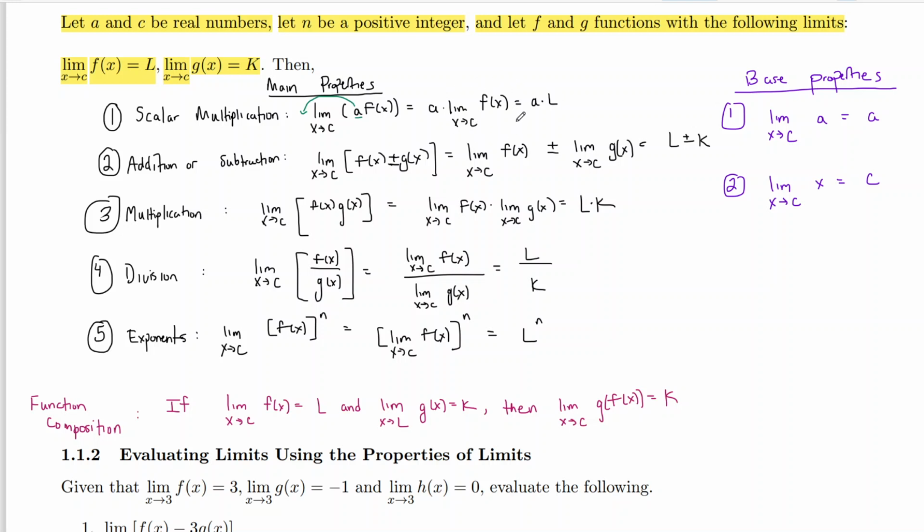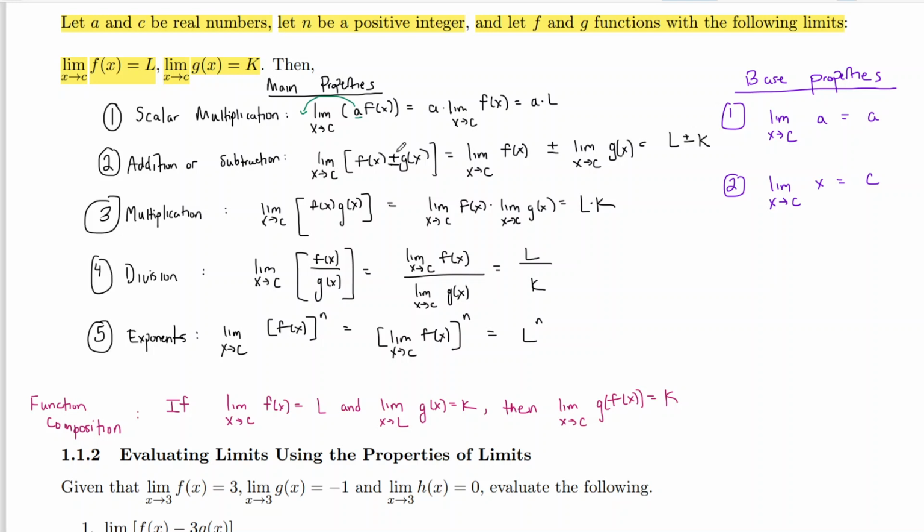And we know the limit of f of x as x goes to c is L. So we get a times L. The way I think about it is if I'm multiplying a function by a number, I can do the limit and then just multiply the limit by that number. That's what scalar multiplication tells you.